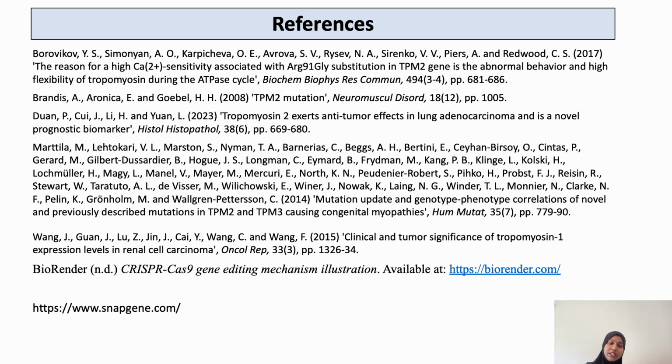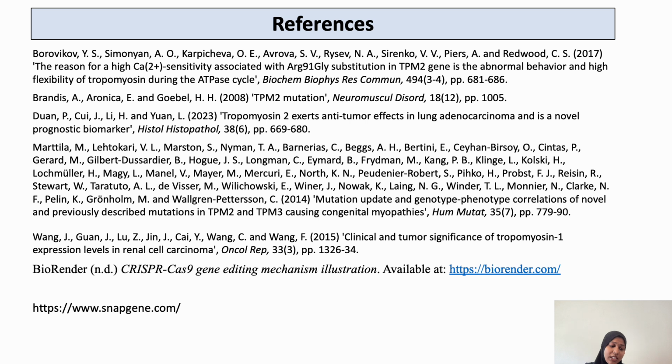Here are the references that supported this study, including previous research on TPM2's role in cytoskeleton dynamics and even its implication in cancer. These works provided both a foundation and validation for our experimental design and interpretation.